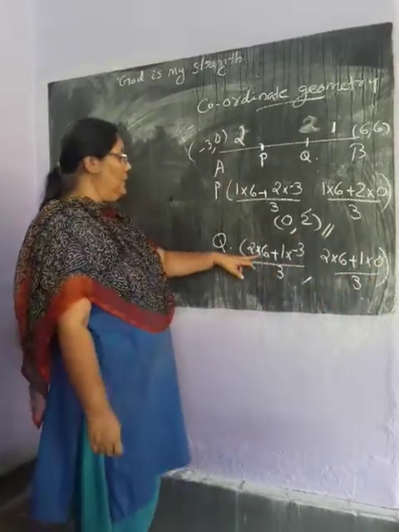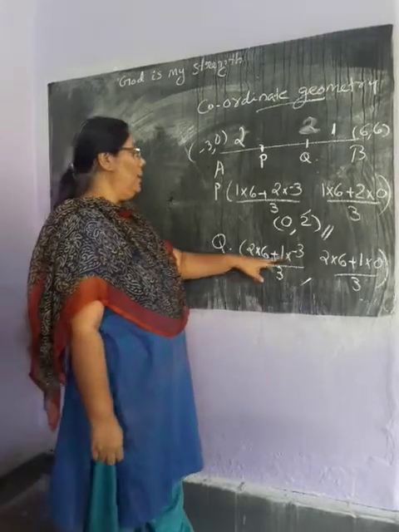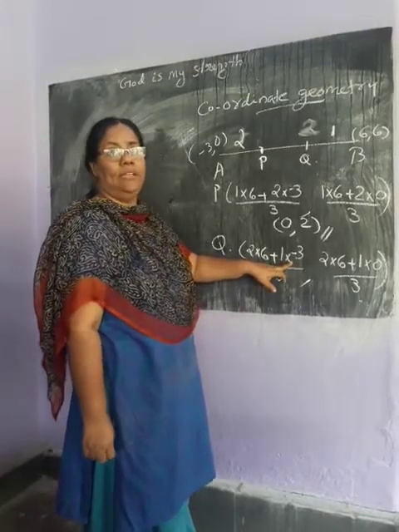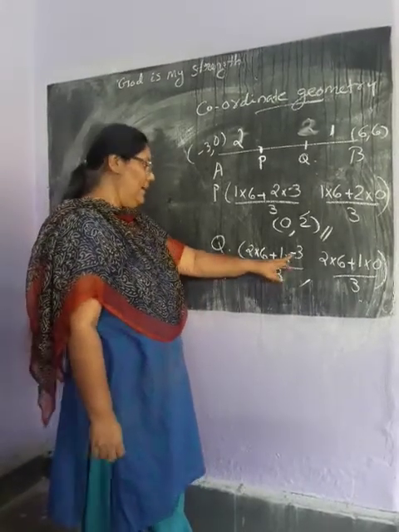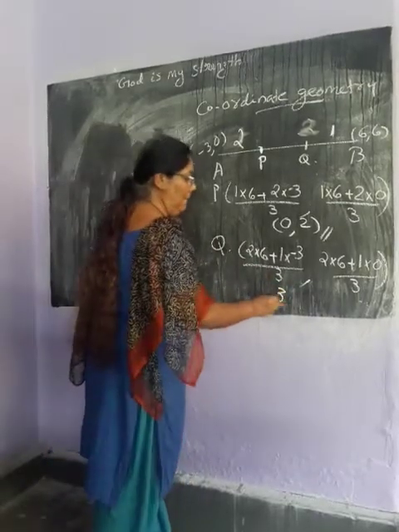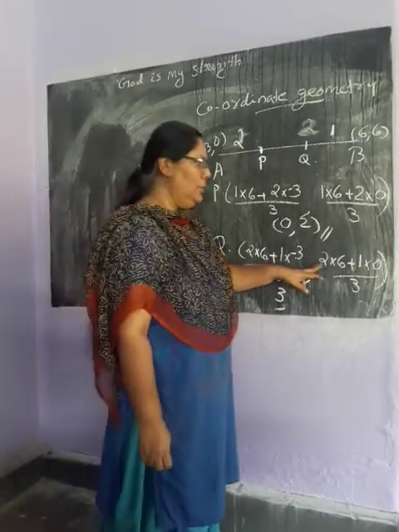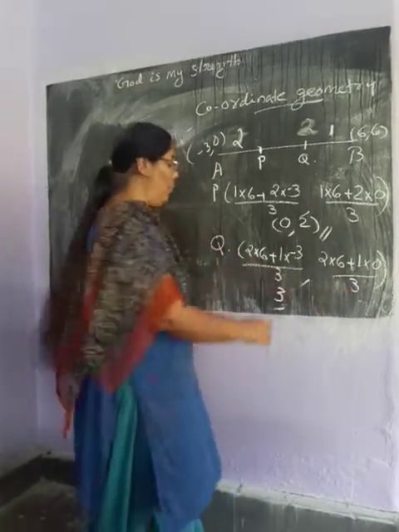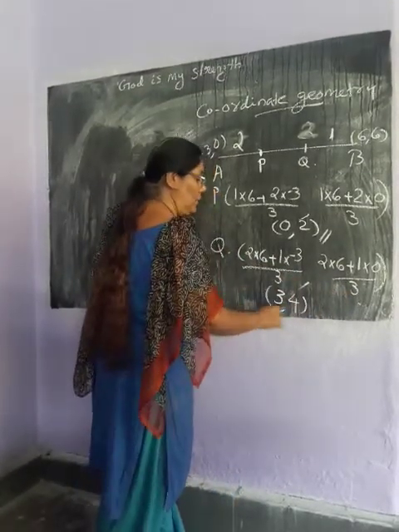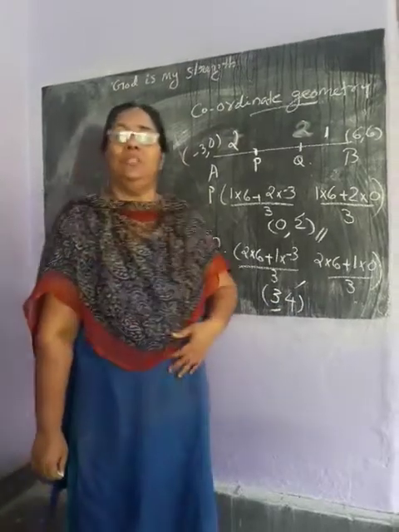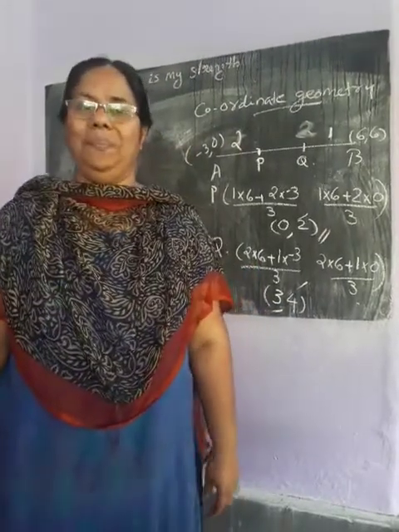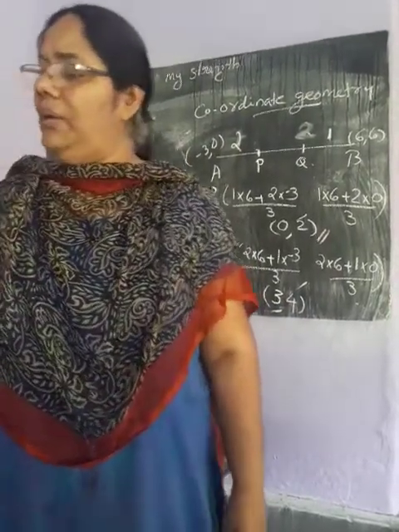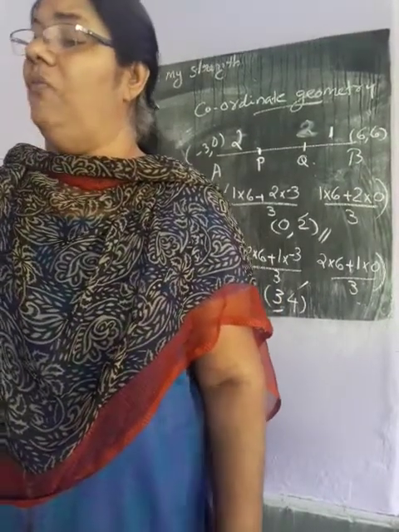Understand? Here 2 sixes are 12. 12 minus 3, what is 12 minus 3? 9. 9 by 3 is 3. And here 2 into 6 is 12. 12 by 3 is 4. Therefore, what is the point Q? Q is equal to (3, 4). Now, we can do the remaining problems as homework.